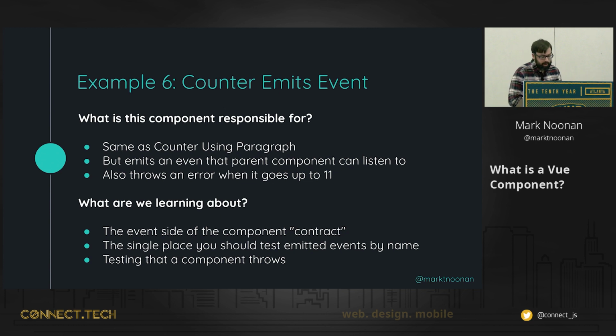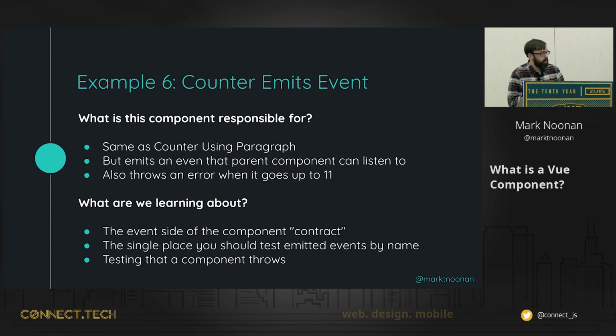It's not allowed to go to 11. And so this is something we'll be able to watch and put into the component to say, hey, if this happens, throw an error. If we reach this weird condition, it's actually bad for the user to continue to be able to use this. So we need to destroy this component, throw an error, make a big deal about it. So what we're going to learn about is testing an event, looking at the event side of a component contract.